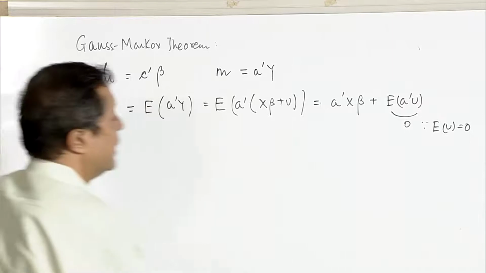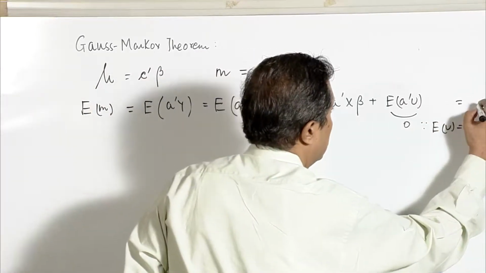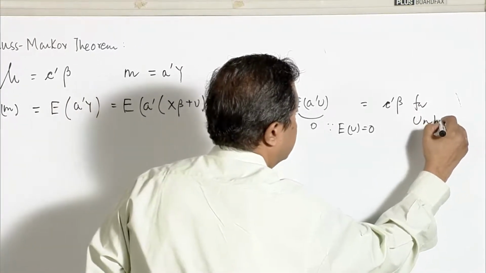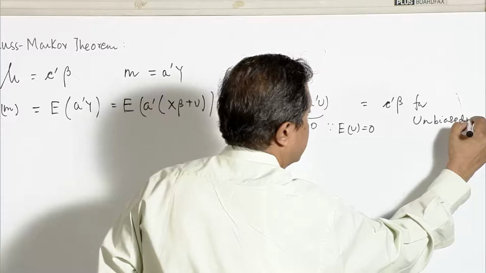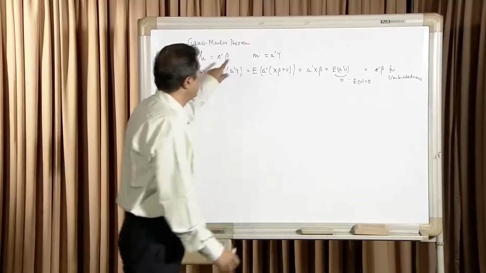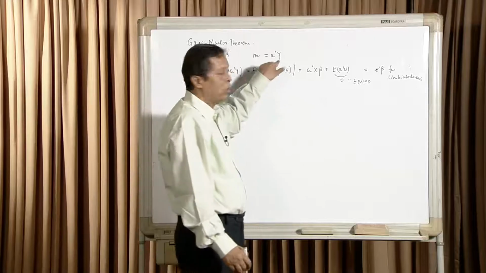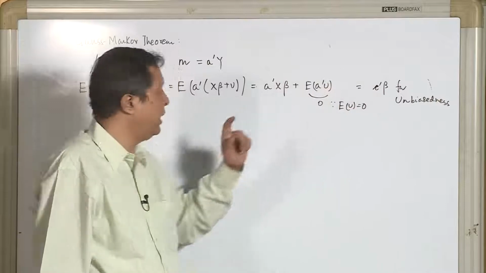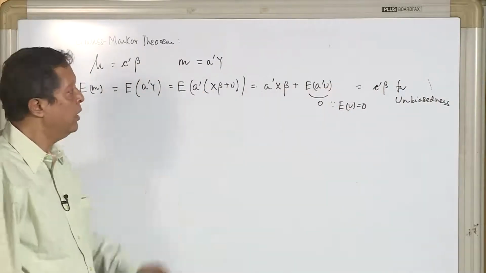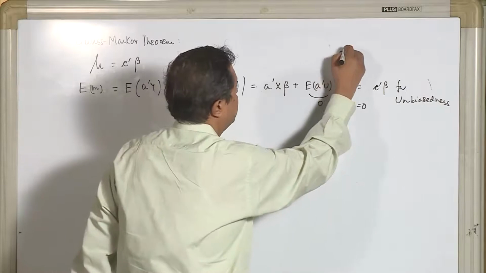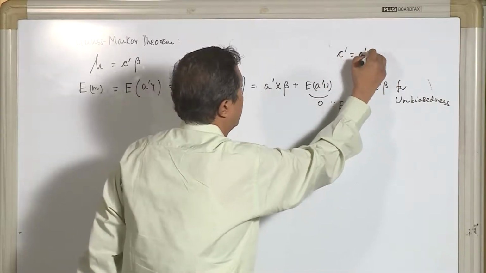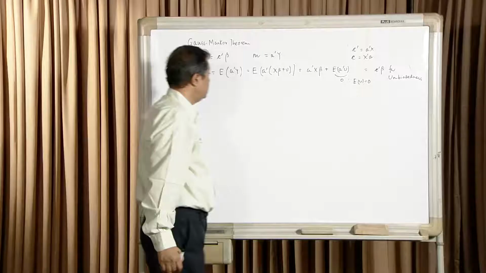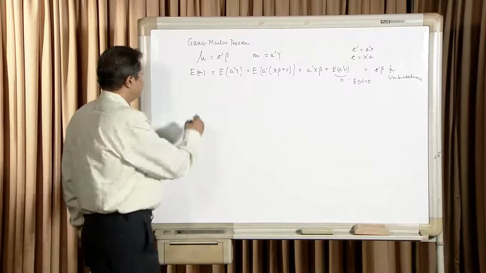So, we are proposing a linear estimator, and we found that in order for this linear estimator to be unbiased, it should be that c prime beta is equal to a prime x beta. So, the condition is c prime is equal to a prime x, or c is equal to x prime a.